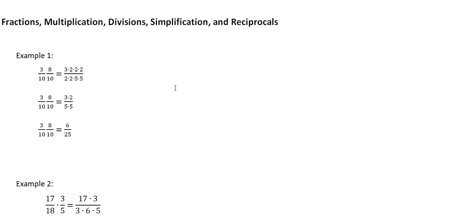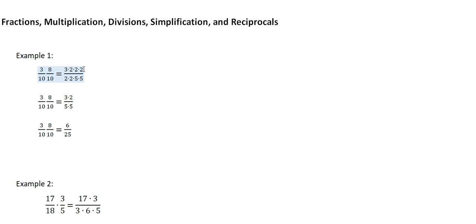Okay, we're going to do 3 tenths times 8 tenths. And if we just multiply the top and the bottom together, we would get 3 times 8, or 3 times 2 times 2 times 2. So 8 is 2 cubed. 10 is, of course, 2 times 5, and since there's 10 times 10, we get 2 times 2 times 5 times 5. All right, and the bottom here we have 2 powers of 2.